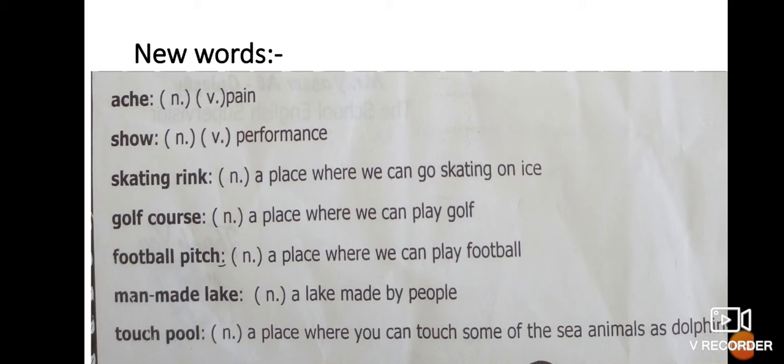Number 4, man-made lake. A lake made by man. We called it man-made lake. Touch pool, a place where you can touch sea animals such as dolphins. The show of the animals that you can touch, dolphins, we call this touch pool.